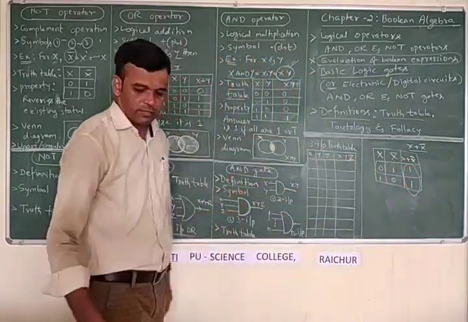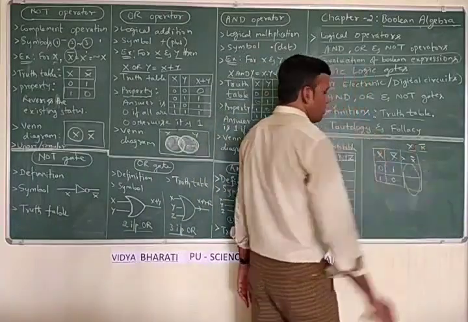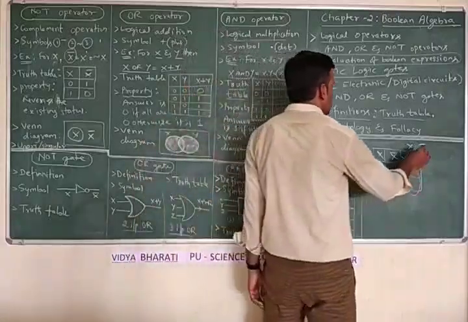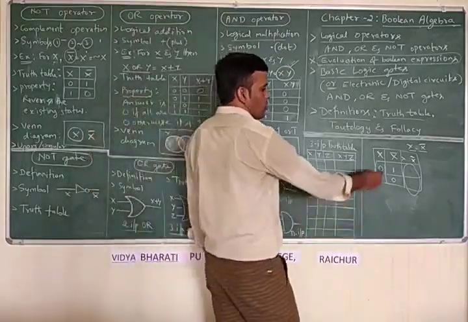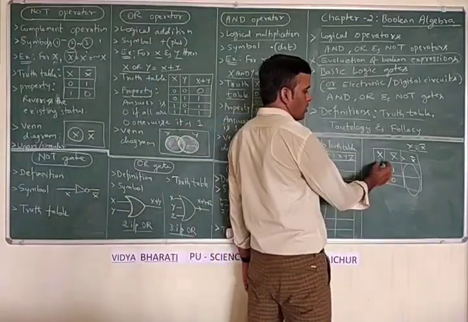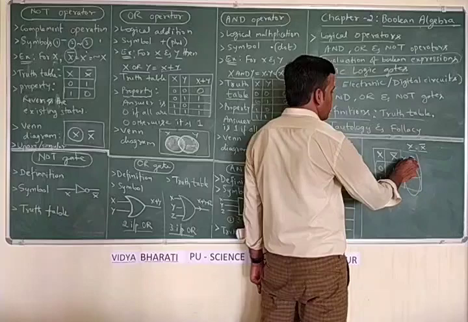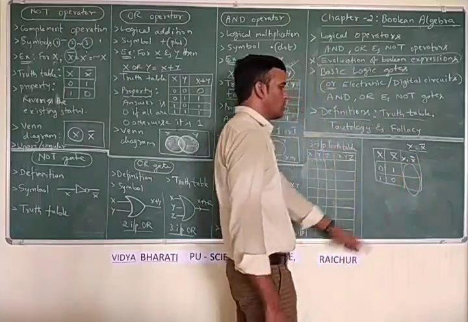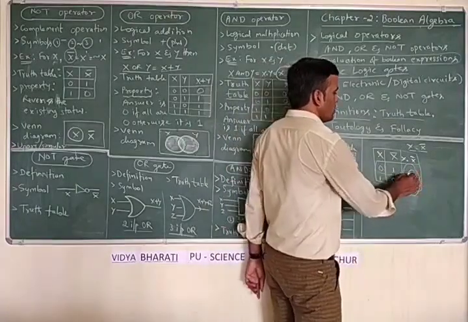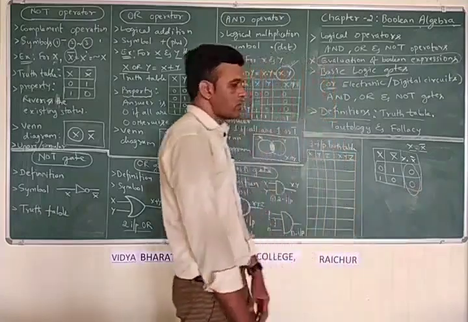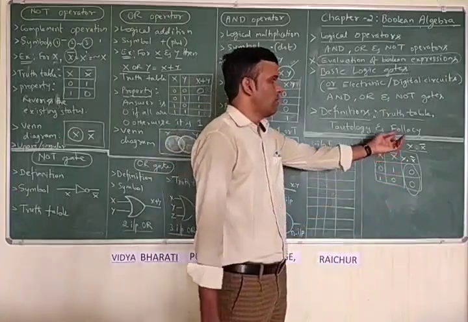For the fallacy, a simple example is x into x bar, which means logical AND. This is the x column, and this is the x bar column, with all possible input values for the given expression. The logical AND property is that only if all are 1, the result is 1. So here it is 0, and here also it is 0. All are 0 in the resultant column, so that's why it is an example of a fallacy.